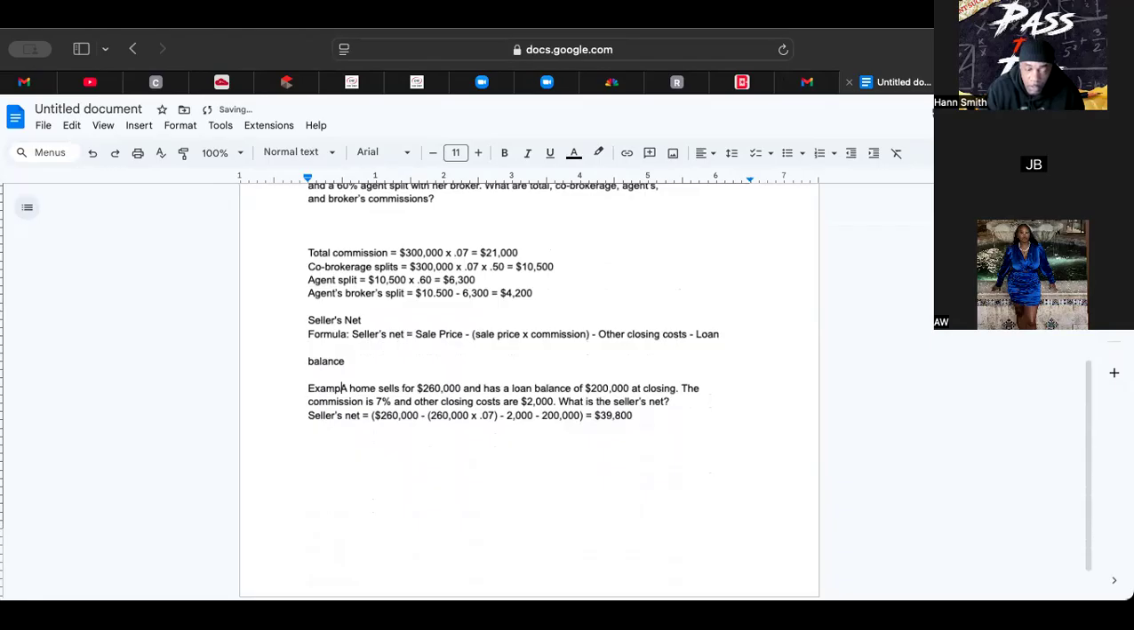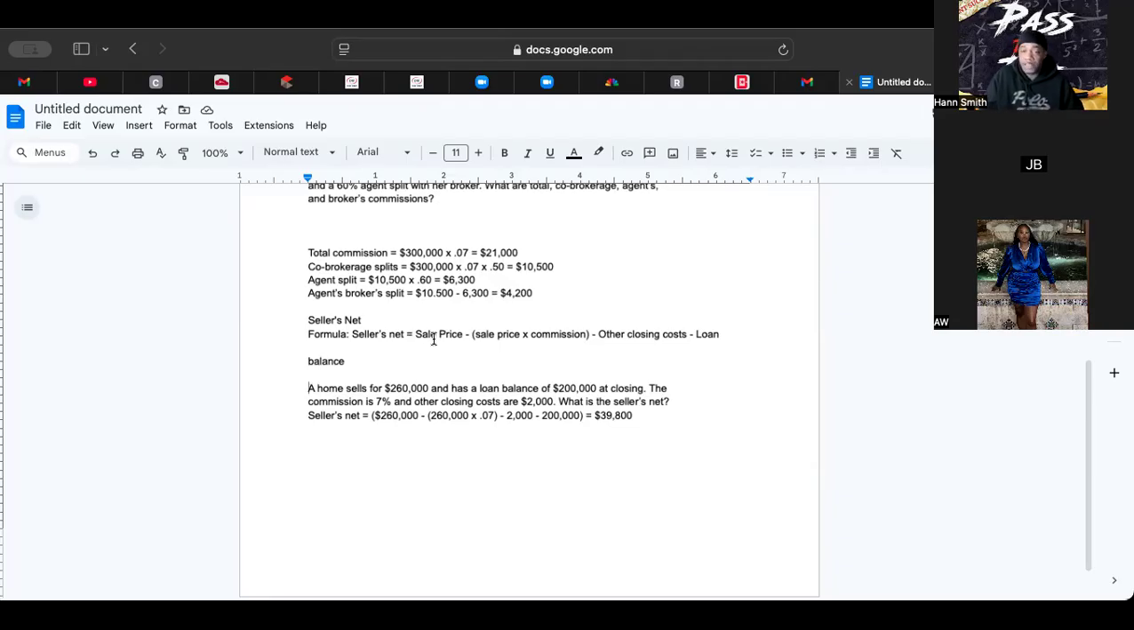So what we are going to start doing is, number one, we're going to make a formula sheet. There's a formula for seller net proceeds, and it's this right here. Seller net proceeds equals sales price minus sales price times the commission minus other closing costs minus the loan. That sounds complicated, but it's not, because the way we're going to do it is we're going to plug these numbers into our equation.